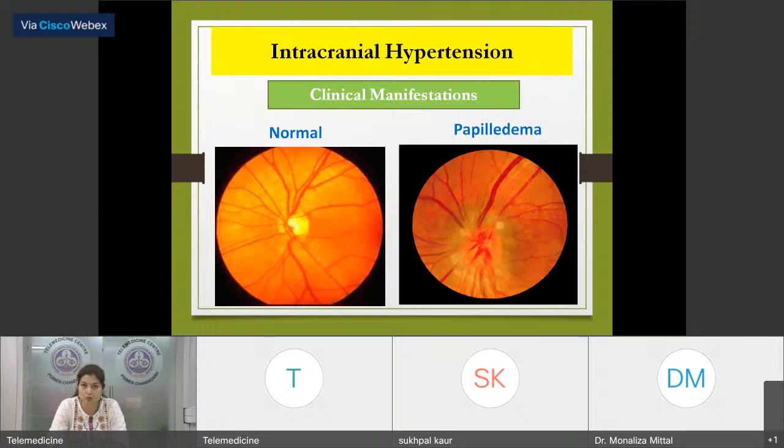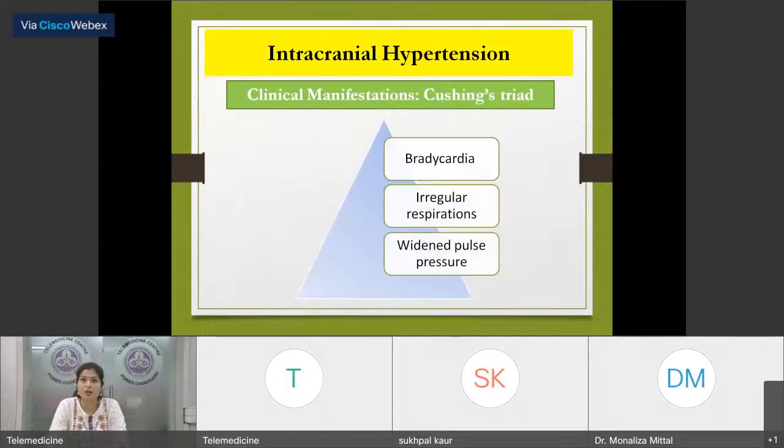Whenever we perform fundoscopy, it is not always possible to detect it in clinical settings, but whenever we have a chance to look into the fundus, we can see the difference between the normal and abnormal visualization of the optic nerve. Now, this is the typical triad of increased ICP: bradycardia, meaning a heart rate less than 60, irregular respiration, and widened pulse pressure. Pulse pressure is the difference between the systolic and diastolic blood pressure, and most importantly, there is an increase in the systolic blood pressure. So these three are very typical features of increased ICP.